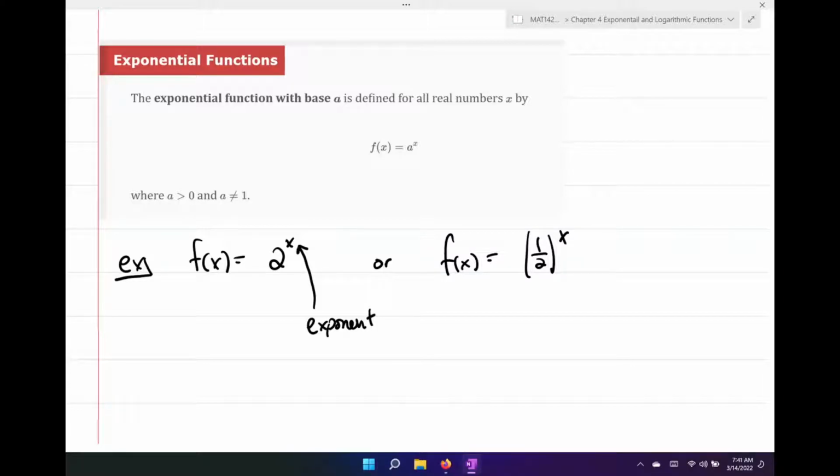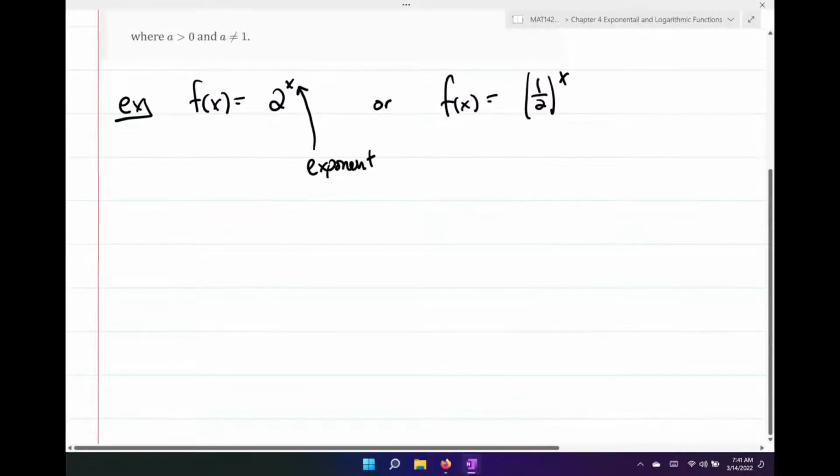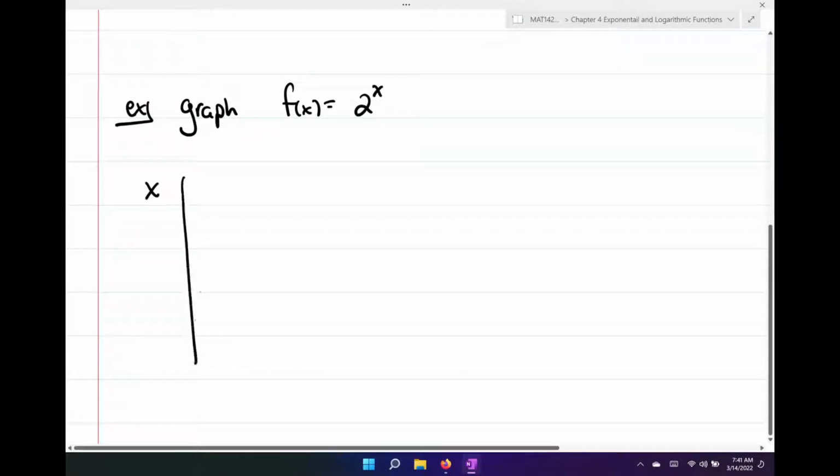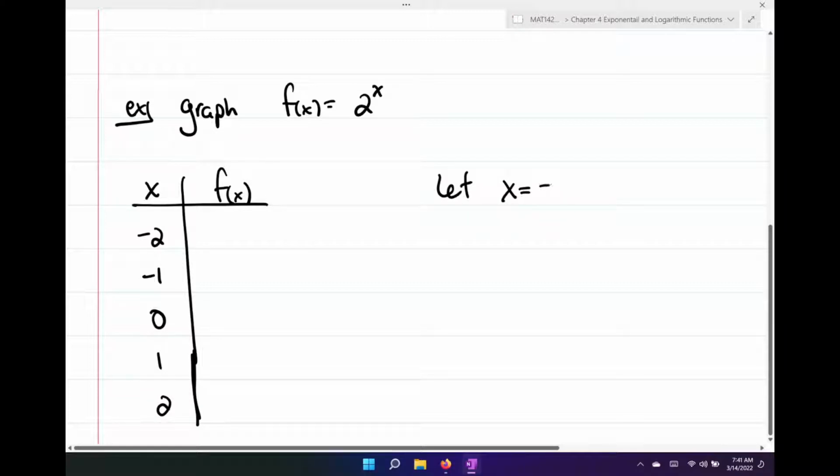Now, one of the things that we're going to realize here is that these two graphs are very different, okay? So the first one, we're going to do f of x equals 2 to the x. And we're going to pick some arbitrary values of x, and then we're going to find out what f of x is. So we're going to do like -2, -1, 0, 1, and 2, okay? Now, off on the right-hand side, I'm just going to do a little bit of math. So we're going to let x equal -2. So f of x is going to equal 2 to the -2, which equals 1/4.